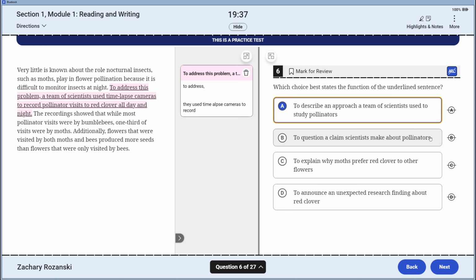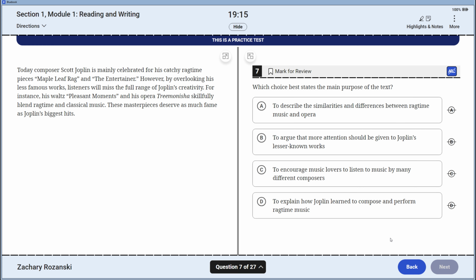To question a claim scientists make? No, they're not questioning anything, unless the problem is, I'm going to go back one. Yeah, no. I wanted to get rid of this, but this isn't the problem in the scientific studies. This is just moths or nocturnals being little sneaky bugs. To explain why there's no preference for this. To announce an unexpected research find. No, this is the methodology.